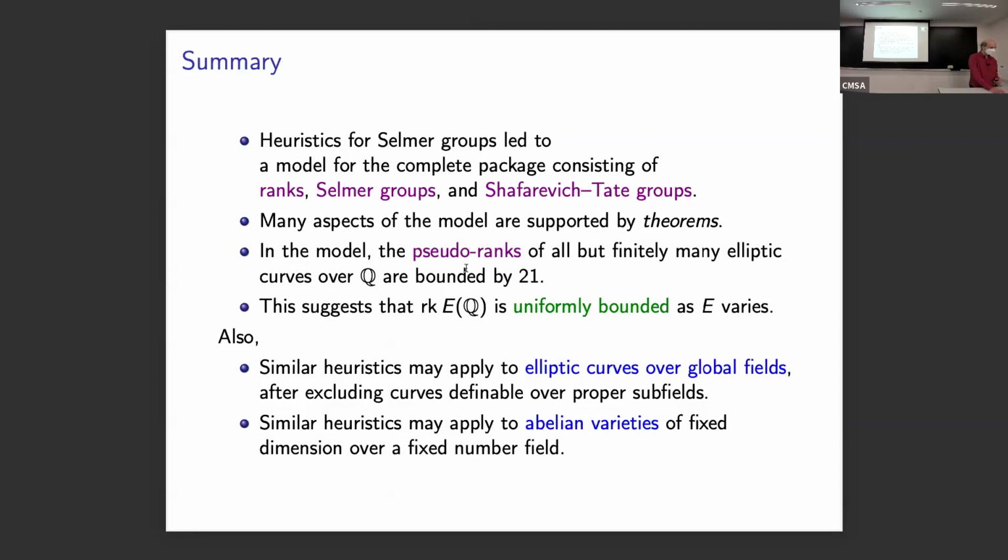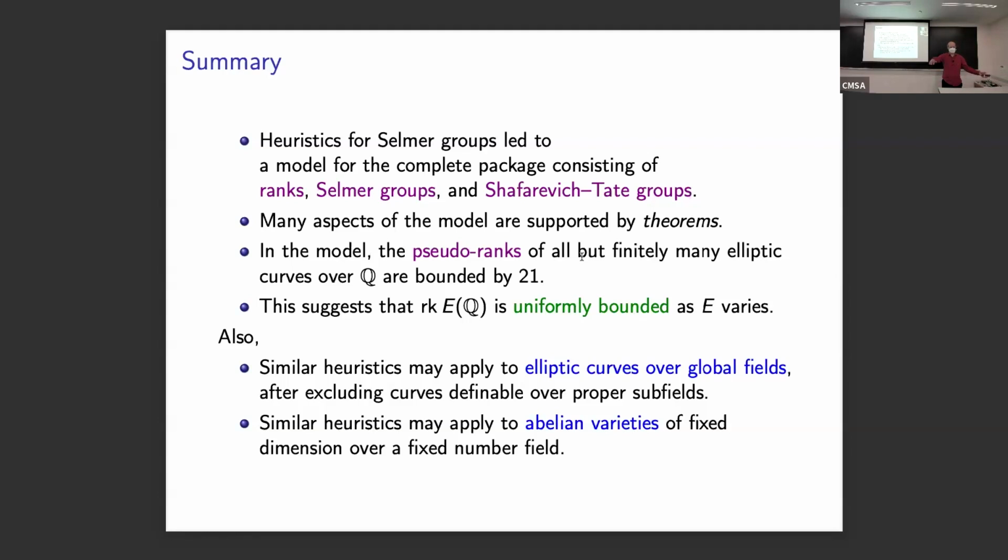And then in the model, at least, these pseudo ranks are bounded by 21 with finitely many exceptions. And so based on that, we believe that the actual rank should be uniformly bounded. Maybe the bound isn't actually 21, but I would be surprised if there are infinitely many of rank more than 100. The model would have to be very wrong in order for elliptic curves to be unbounded. It's still possible that could happen.